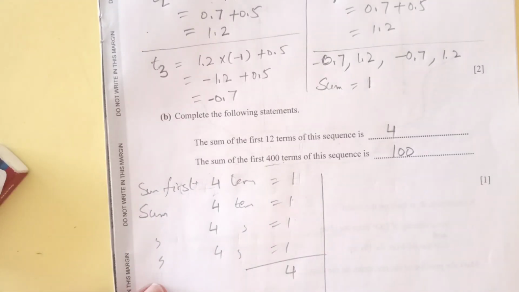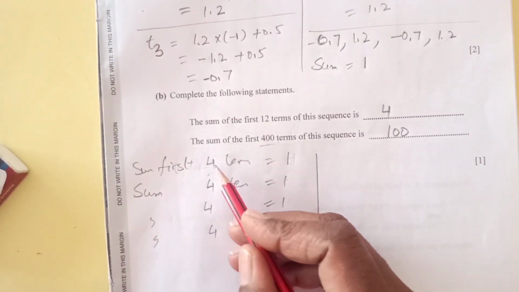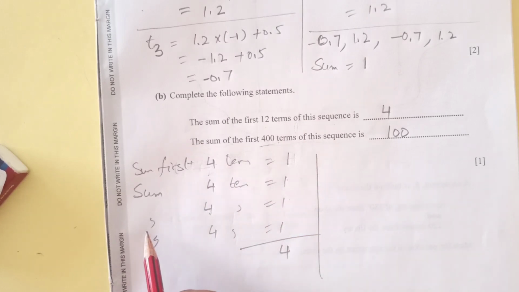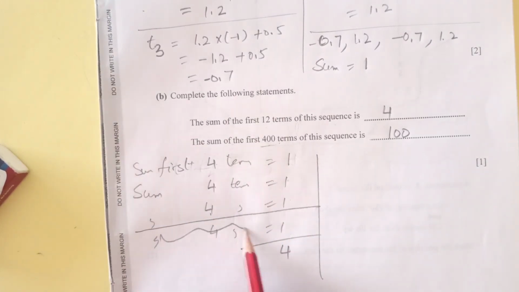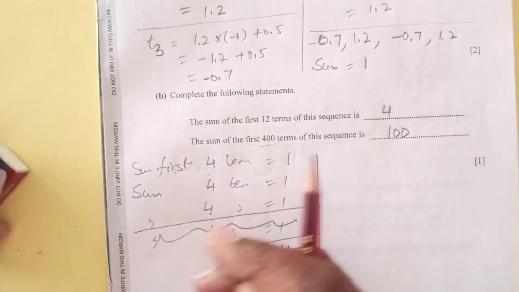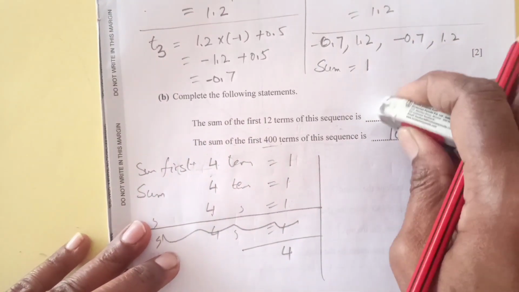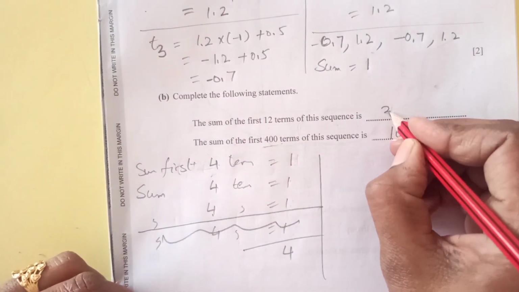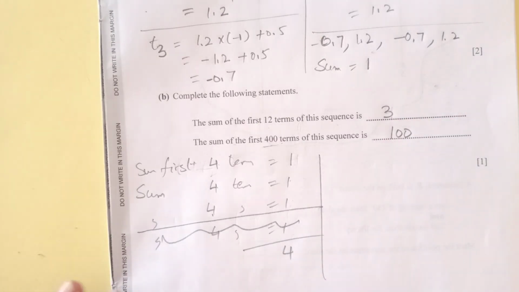Sorry guys, I think I have made a mistake here. So 4 plus 4 is 8, 8 plus 4 is 12. So we are not including this one. So the sum is going to be 3 here, not 4. So this is 3, right? So now let's move to the next question, number 17.